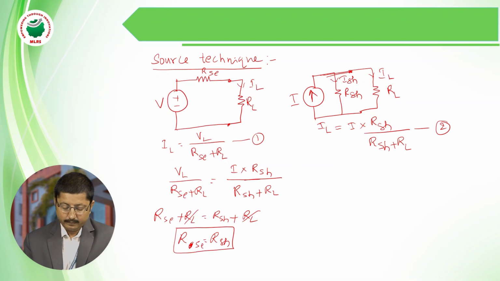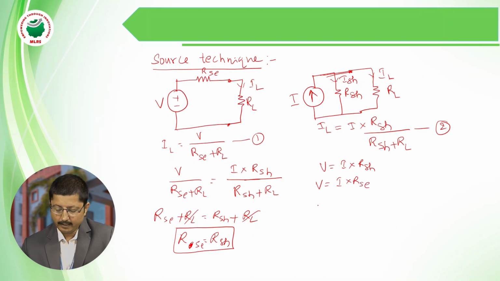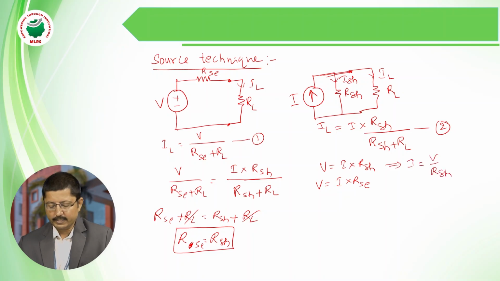Next, from the numerator we can say V equals I into RSH. If we substitute RSH equals RSC, then V equals I into RSC. From this we can write I equals V divided by RSH. So from these relations, we can convert from voltage source to current source.